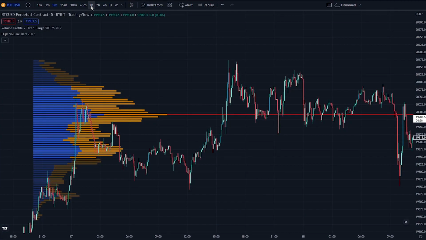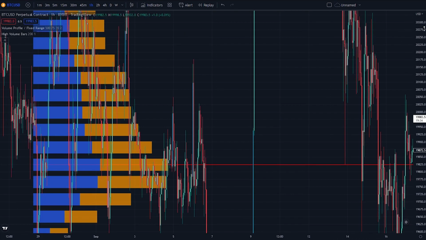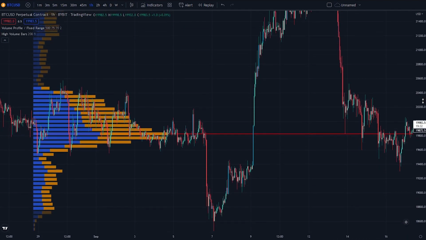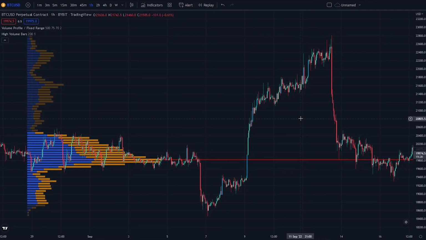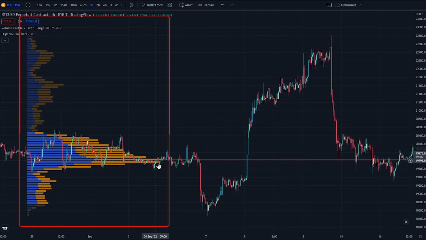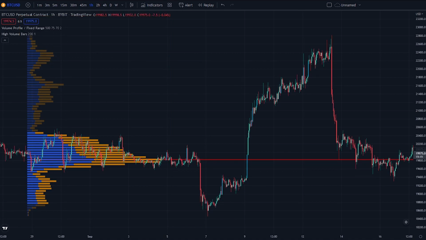First, set the chart to the 1 hour time frame. We won't be trading on the 1 hour time frame, but we will be setting up the chart on this time frame. Every time there is a spike in volume that is bigger than average in the volume profile indicator, we will put a line at that point. Now do this for all spikes.